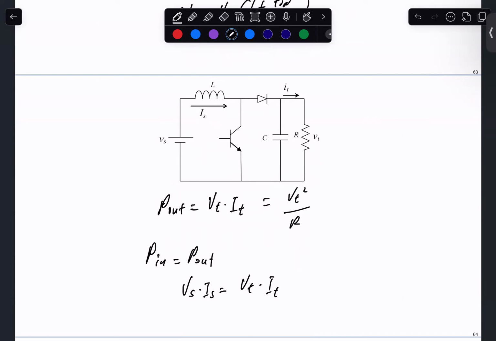The average input current is most times more easily found through this power balance equation rather than through direct current computation.